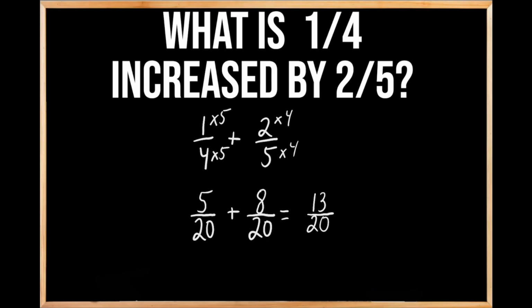And since there's no common factor between 13 and 20 other than 1, we can't simplify this fraction. So that means that when we increase the fraction of 1/4 by 2/5, we get the fraction of 13/20.